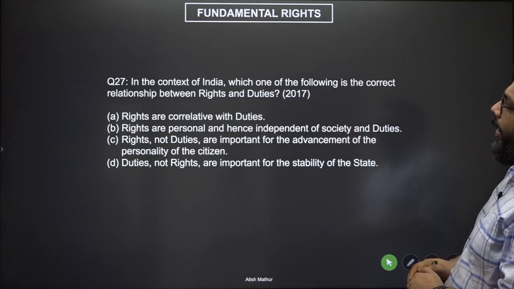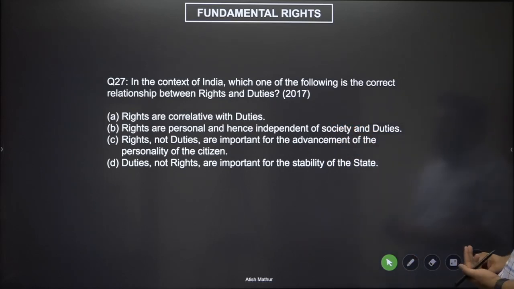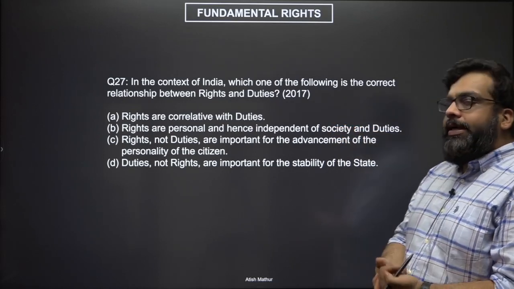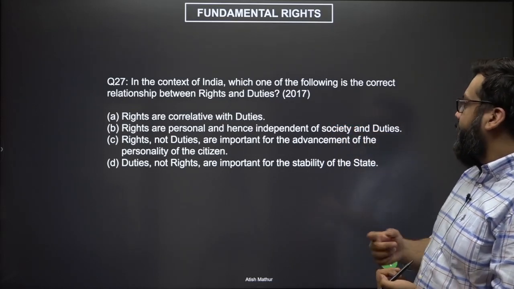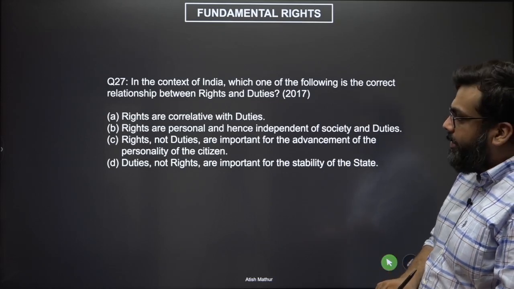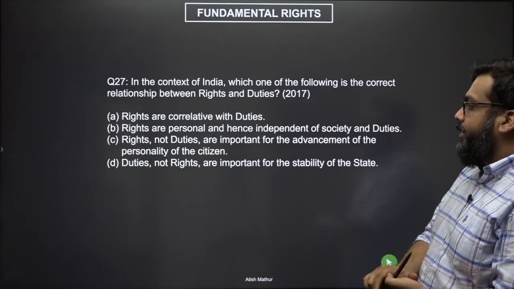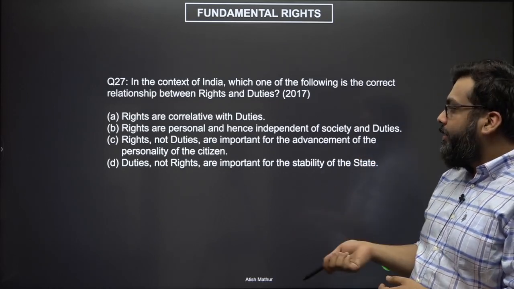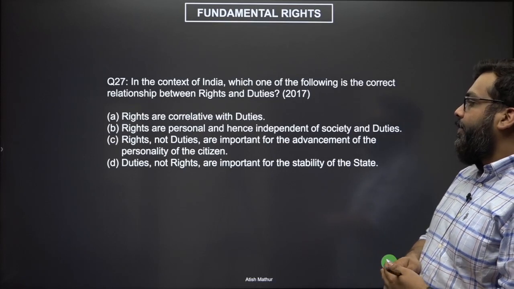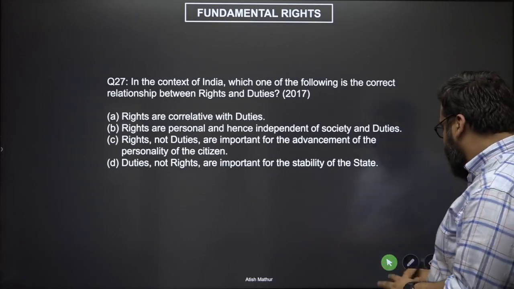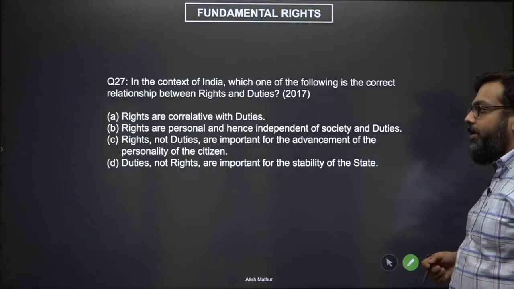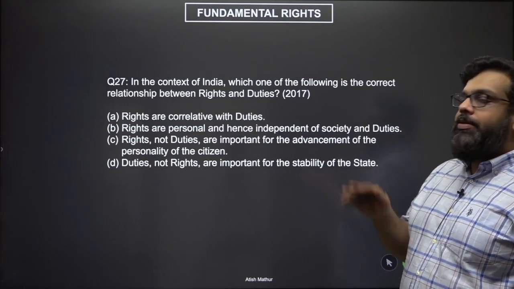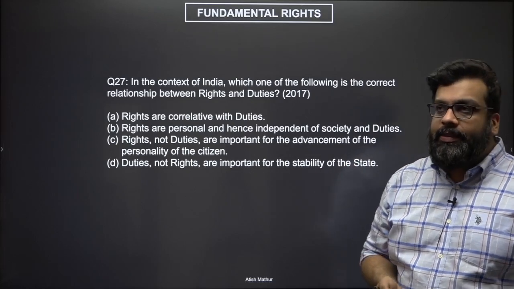Next, in the context of India, which of the following is the correct relationship between rights and duties? Rights are correlative with duties. Rights are personal and hence independent of society and duties. Rights, not duties, are important for the advancement of the personality of the citizen. Duties, not rights, are important for the stability of the state. Now, option C and option D are contradictory to each other. What option C is saying is, rights are important, but duties are not important for the development of the citizen.